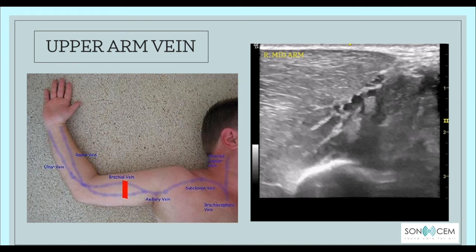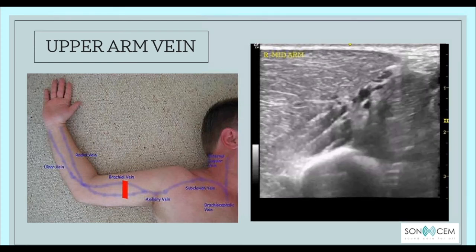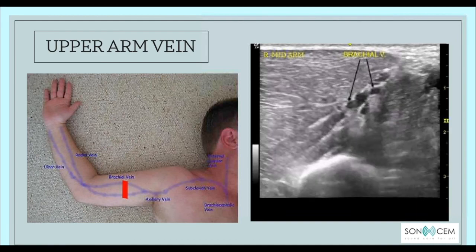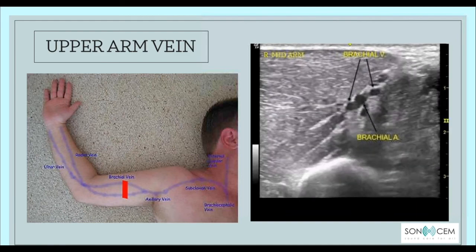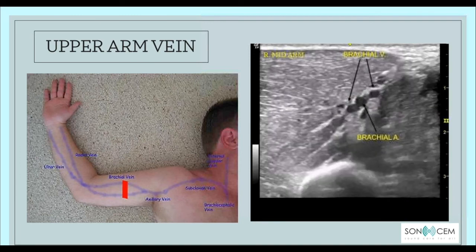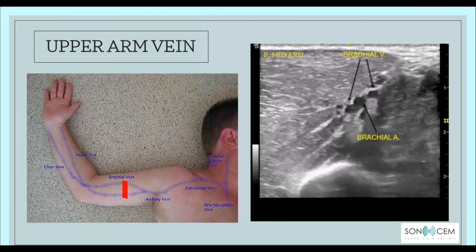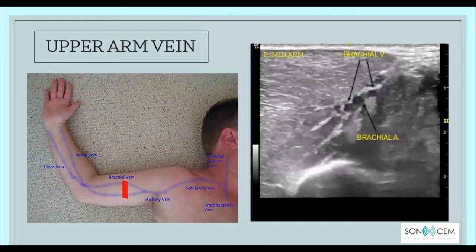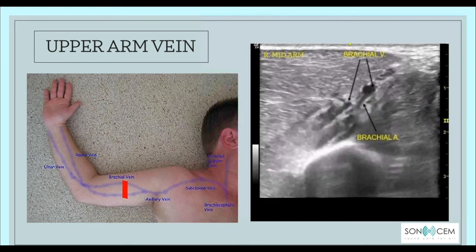Okay, at the upper arm vein, we have to identify the brachial vein and brachial artery. So as usual, the upper limb vein usually will be accompanied by arteries. So we put the probe at the mid arm, and we can see in the clip the brachial vein is accompanied by the brachial artery, and the veins are compressible.